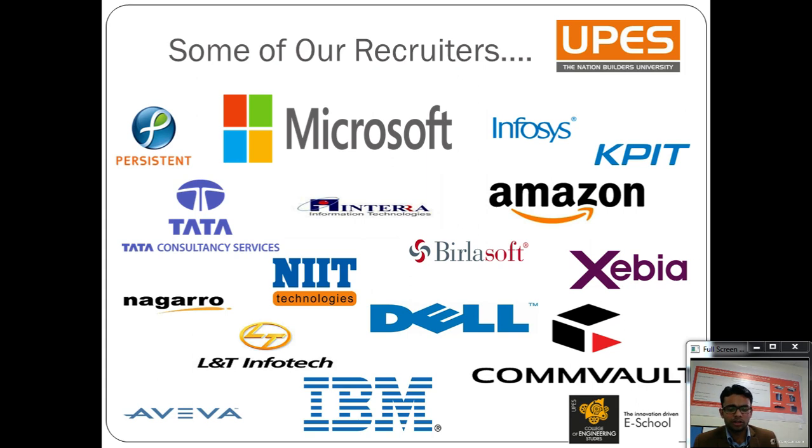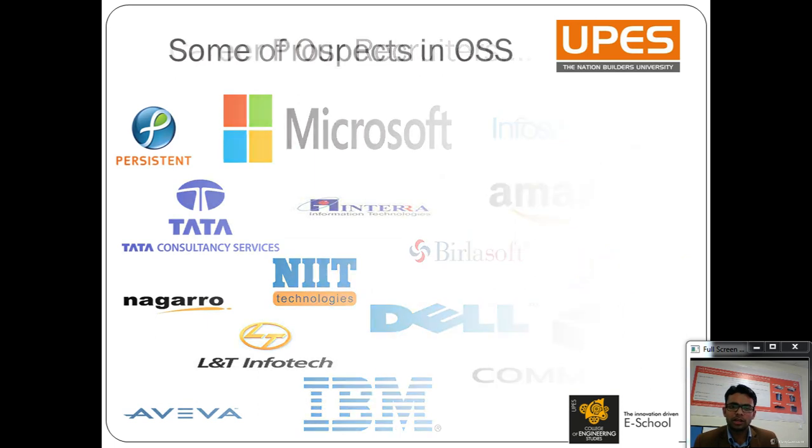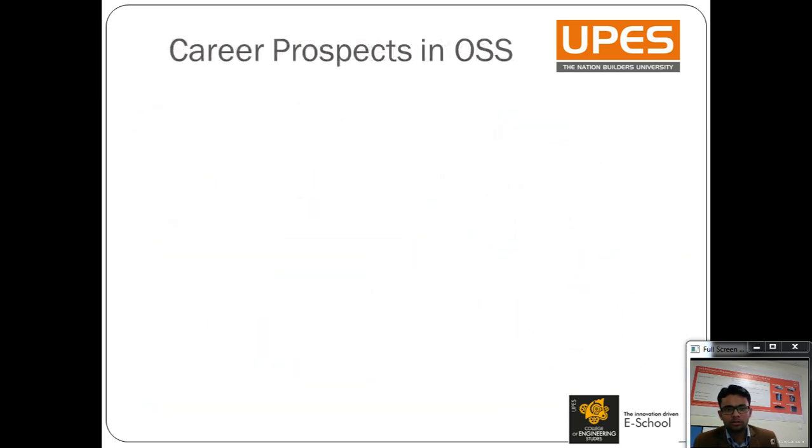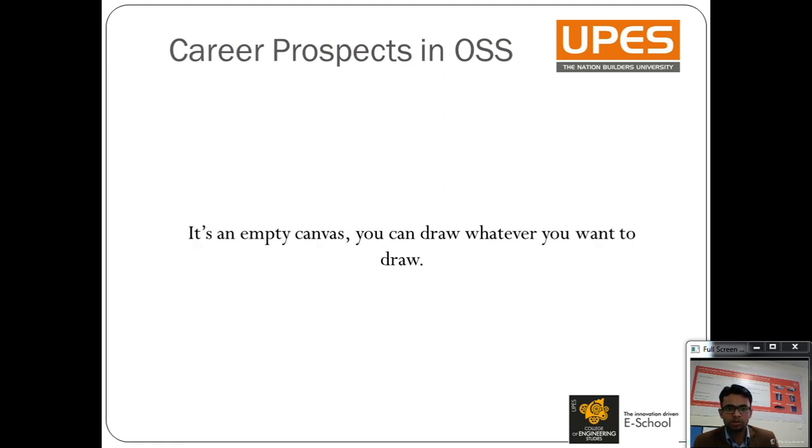So from a placement point of view, it's not a big deal at UPES. We have a good number of companies with a good number of packages, right? But apart from placement, if you ask me what exactly the career prospects in open source are, I'll say, guys, the sky is the limit for you, because it's an empty canvas. You can draw whatever you want, because if you start working on open source software, then there is no limit.